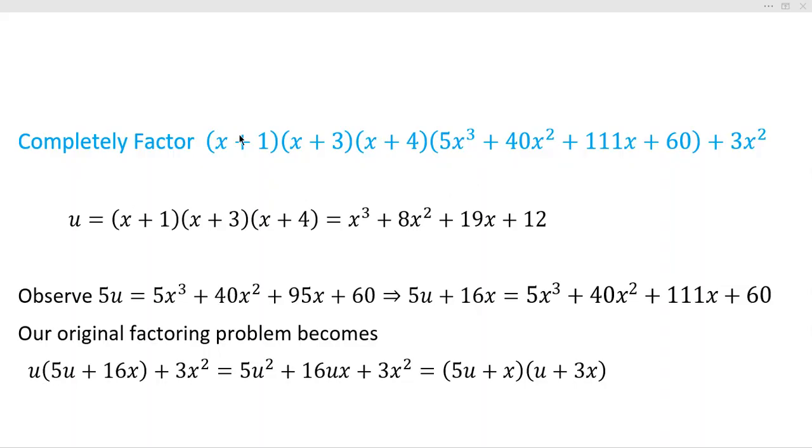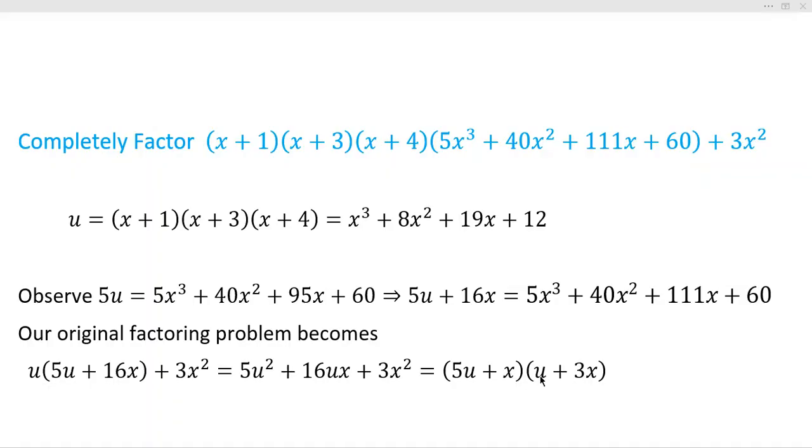So this original factoring problem actually becomes something a lot more terse here. It's u times 5u plus 16x, and then we just write down the 3x squared, right? Now we're still wondering, is this going to do us any good? But if you multiply this out, you get this expression. This really looks like something that would factor by trial and error, and indeed it does. If you verify this, it does.